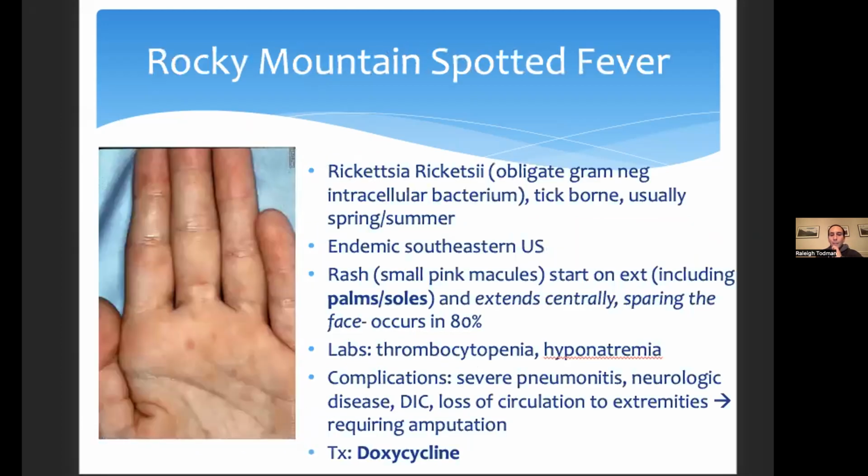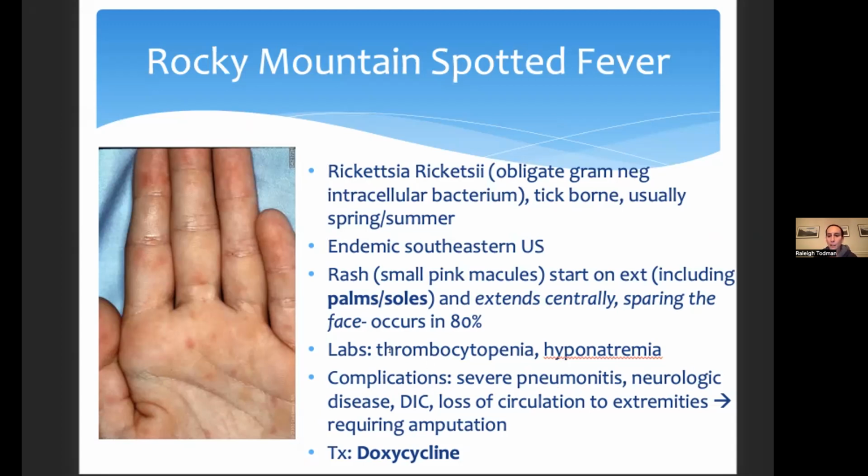Rocky Mountain spotted fever. This does not actually occur in the Rocky Mountains. It occurs in the southeastern US. How do you like that? But it's caused by Rickettsia rickettsii, and is another tick-borne infection in the spring or the summer.